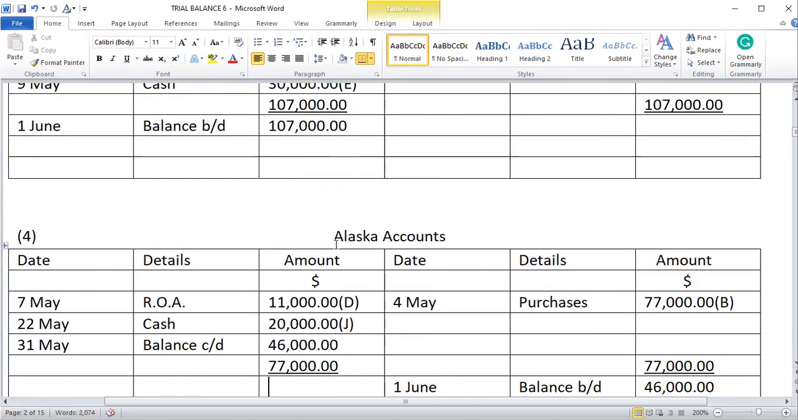In the Laska account, it shows 4th May, details, purchases, $77,000. The account is giving out what? The goods to the purchases account.